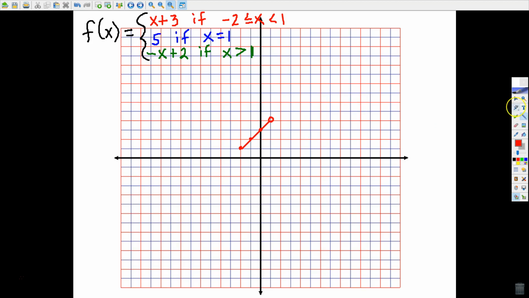Okay, now let's do the blue. The blue is one of those constant functions, f of x equals 5, but only if x equals 1. So in other words, instead of drawing the whole line y equals 5, we really are only talking about one point on that line, and it's the point (1, 5).